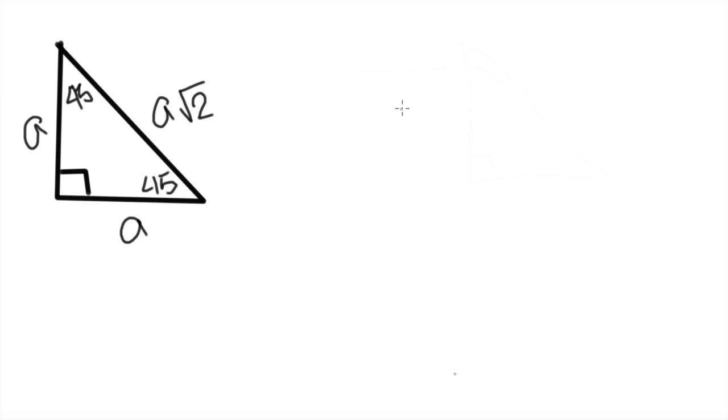Today we're going to be talking about 45-45-90 triangles. 45-45-90 triangles are a special type of triangle where, if we know one side of the triangle, we're able to find any other side of the triangle.